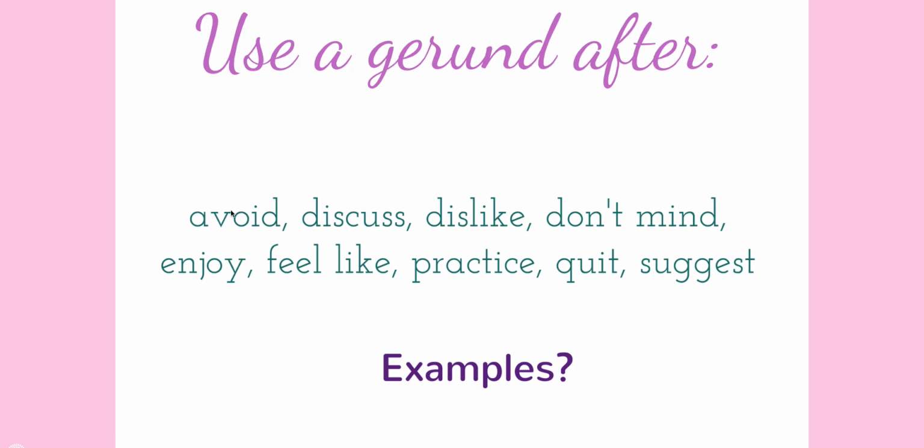Si incluso si es un verbo, you can say avoid to go. No, avoid going. Always gerunds after this verb, please learn it. So, the first one, avoid. What is the meaning of avoid?